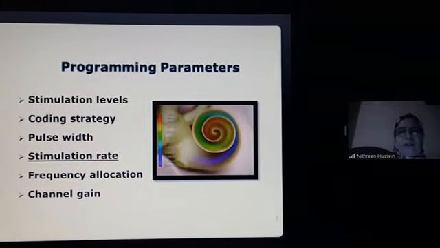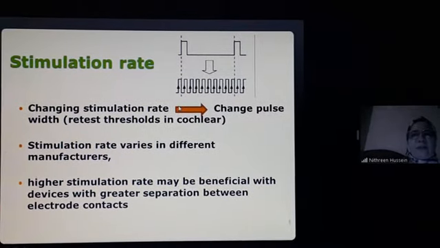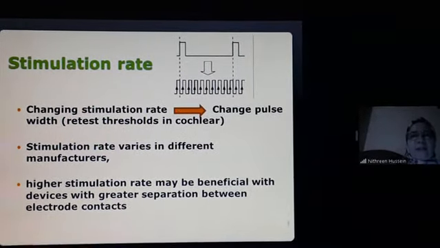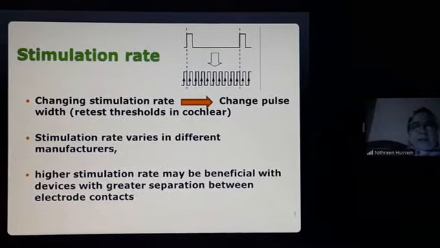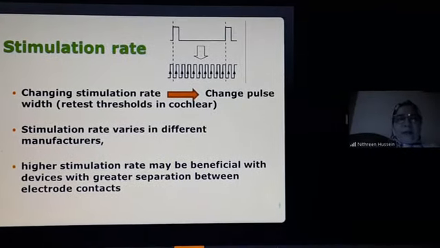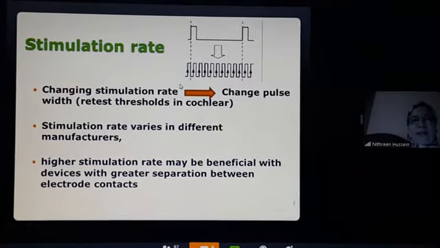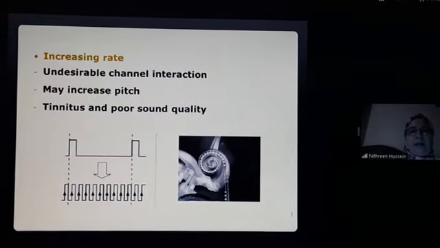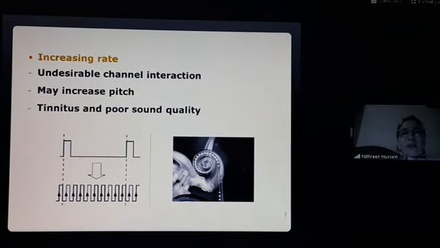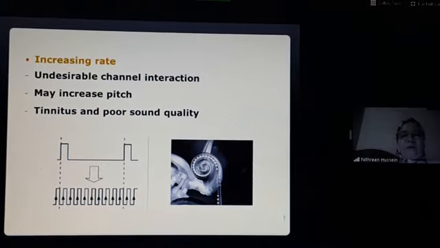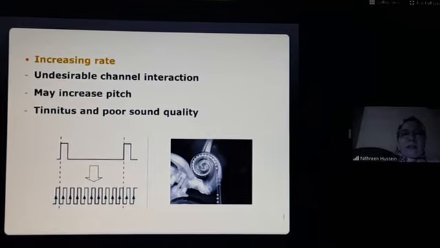Now we go to another parameter, which is the stimulation rate. Stimulation rate means the number of pulses that will stimulate the electrodes per second. The stimulation rate is usually set to the default of the software, and this is usually suitable for the separation between the electrode contacts, so we do not prefer to change it. If we increase the stimulation rate more than needed, we may get undesirable interaction between channels, and this will be perceived as a high-pitched sound or tinnitus, and the sound will be of poor quality. So we do not prefer to increase the rate of stimulation over that set by the default of the software.